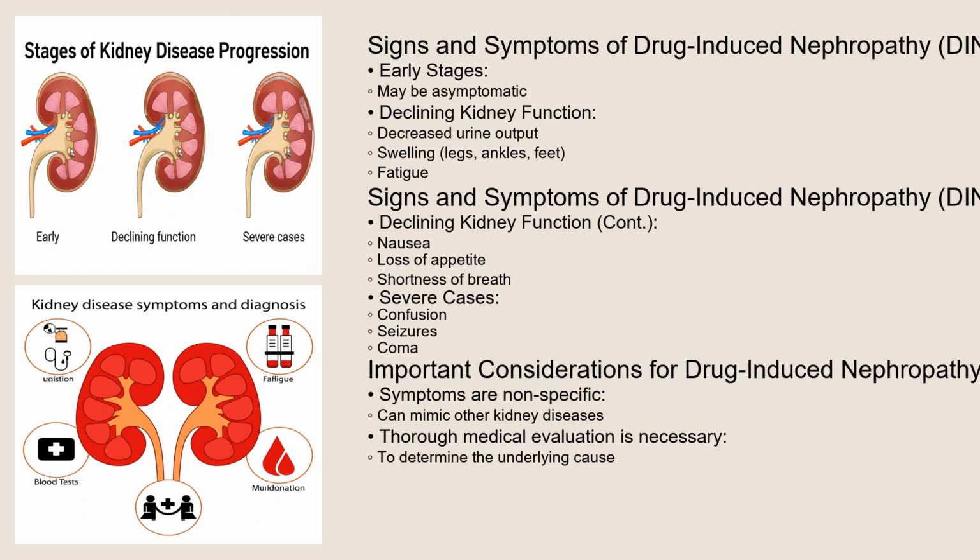What are the signs and symptoms that something is wrong? The clinical presentation of drug-induced nephropathy can vary depending on the severity and type of kidney damage. Some individuals may experience no noticeable symptoms in the early stages. However, as kidney function declines, symptoms can include decreased urine output, swelling in the legs, ankles, and feet, fatigue, nausea, loss of appetite, and shortness of breath. In more severe cases, confusion, seizures, and coma can occur. It's important to note that these symptoms are not specific to DIN and can be caused by other kidney diseases or medical conditions. Therefore, a thorough medical evaluation is necessary to determine the underlying cause.